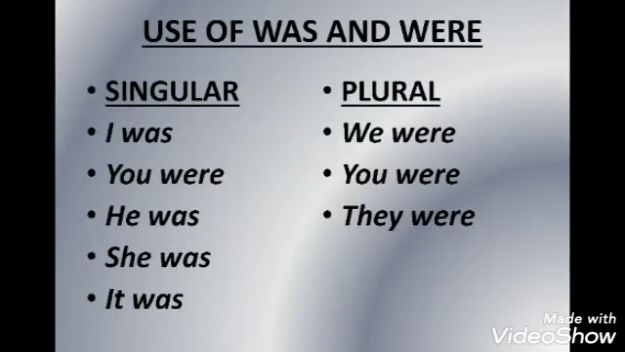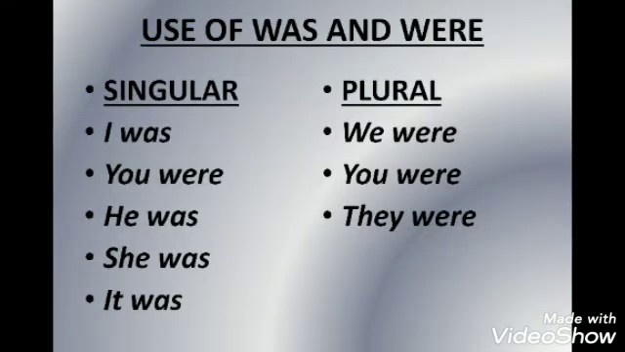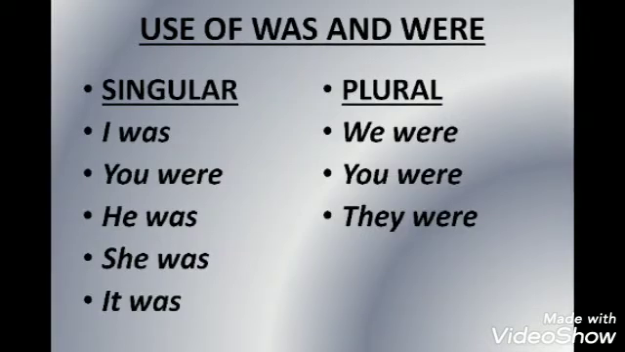Now let us see how it has been used with the plural form of subject. We use were with the plural form of subject. We were, you were, they were. Now here you may notice one thing. The word you is used as both singular form of subject as well as plural form of subject, and we use were with both the forms.